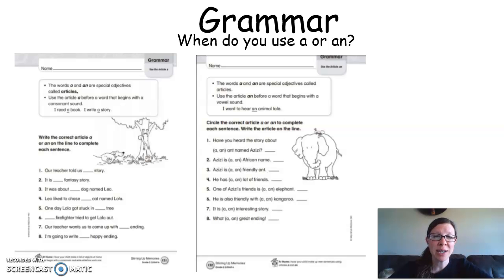So what you're going to have to decide is when you use the word a and when you're going to use the word an. When you use the word an, it is before a word that begins with a vowel sound. So like elephant, ant, eggplant, an eggplant, an ant, an elephant. So a lot of it is just paying attention to what word comes next.